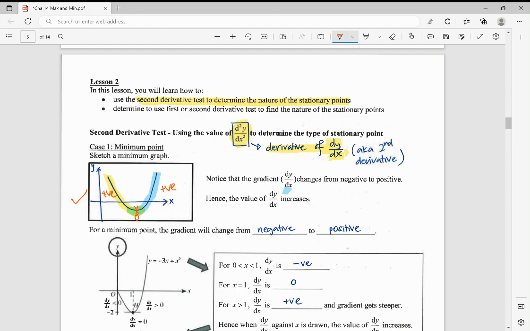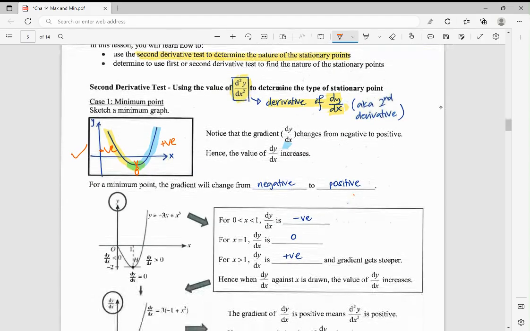So the gradient is 0 only here, right? So the gradient changes from negative. Let me just rewrite. This gradient is negative, and then it will change to 0, and then after that it becomes positive. So this is what we were trying to demonstrate: the gradient changes from negative to positive.